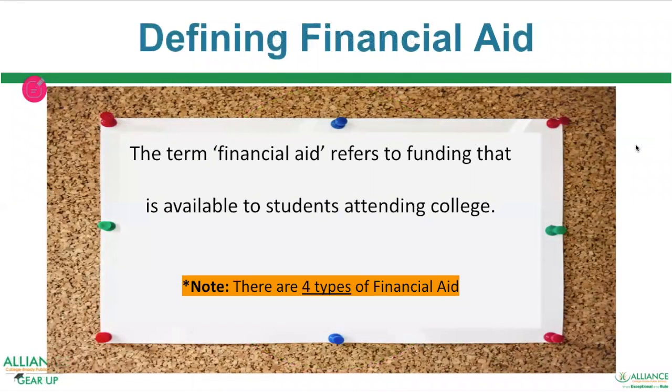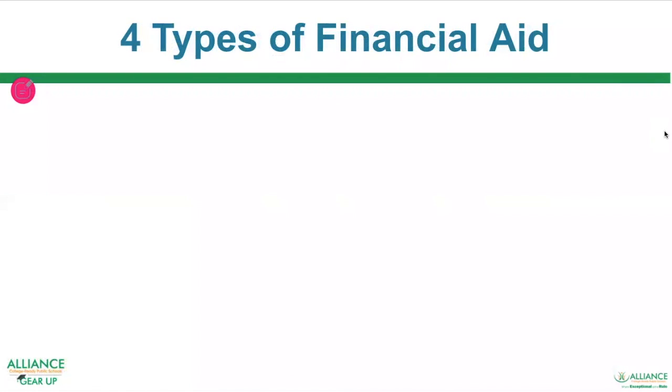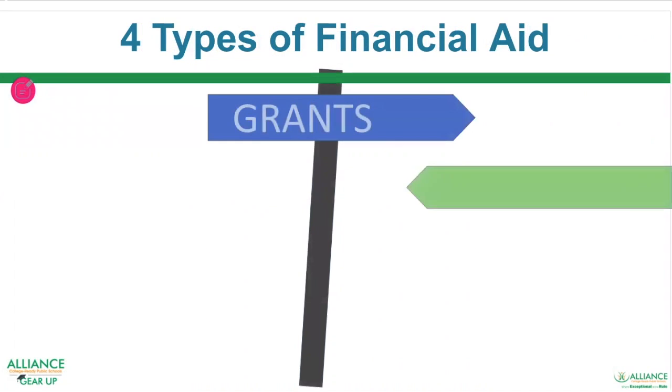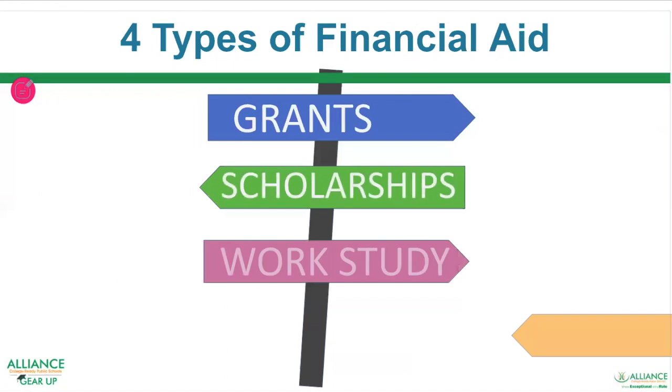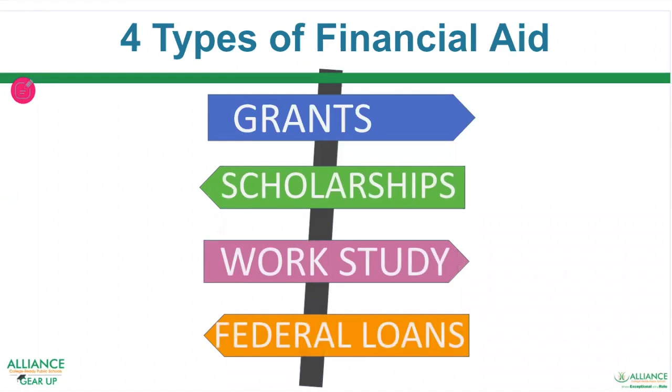Defining financial aid. The term financial aid refers to funding that is available to students attending college. Please note there are four types of financial aid, and in this presentation, we will be going over the four different types. So here we go. Four types of financial aid: grants, scholarships, work study, and federal loans.